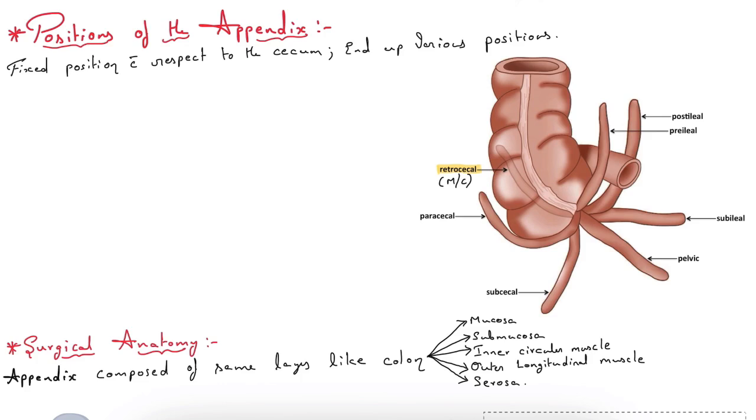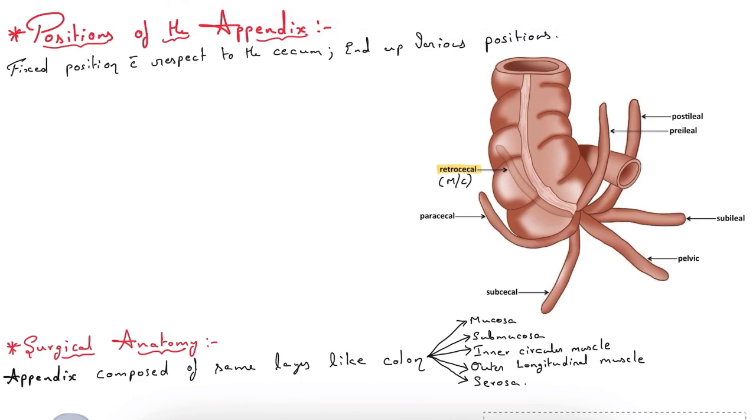Based on that direction, we are calling that different position. Based on that position, we are calling these different types of names of position of the appendix. Okay, so now surgical anatomy.